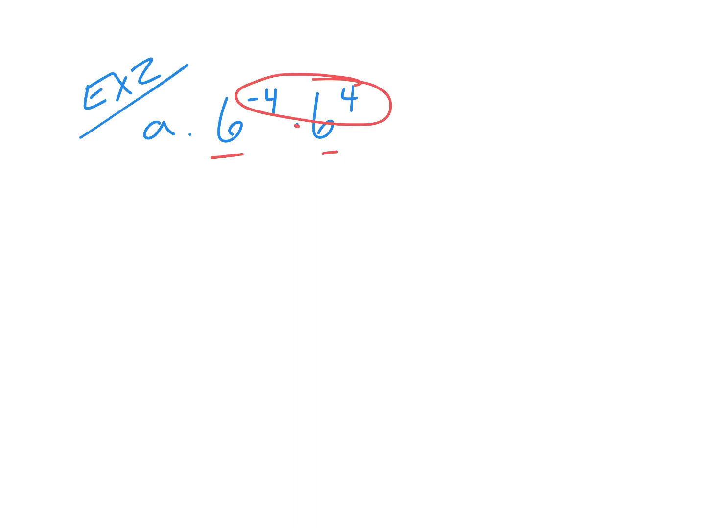So let's do example 2. Put this in your journal. We have 6 to the -4 times 6 to the 4. Okay, so when we're multiplying, they have the same base. They both are 6, and we're multiplying these. What do we do with these exponents? You multiply them? Nope. Look at the rule.